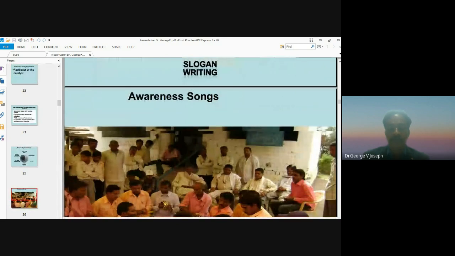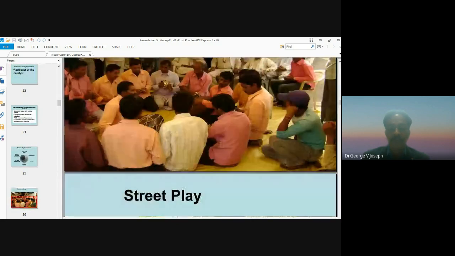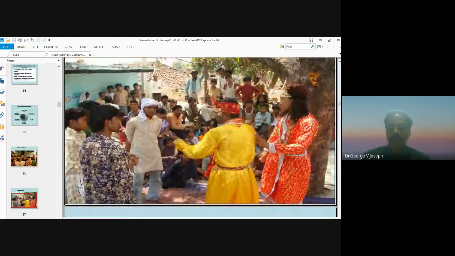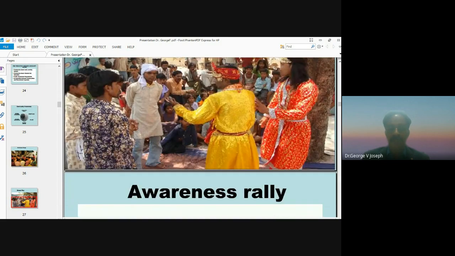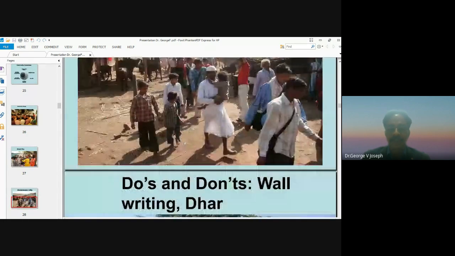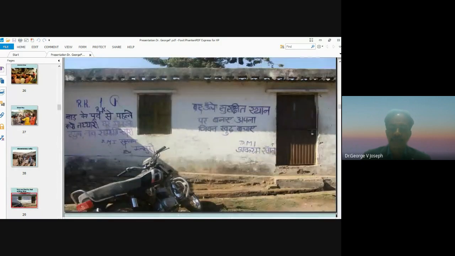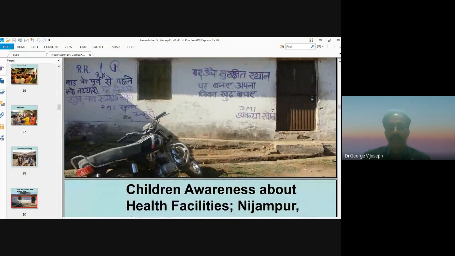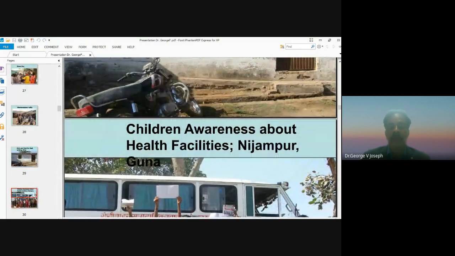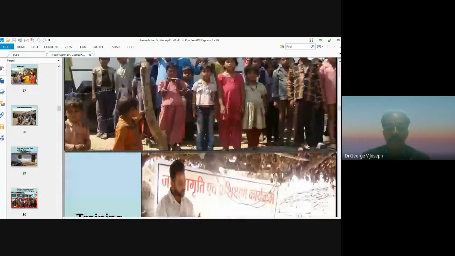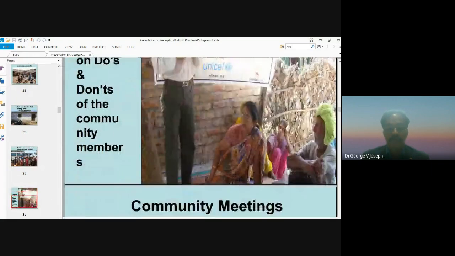Awareness songs and street plays can be an effective means of communicating the message of risk reduction, as can awareness rallies. You can also use do's and don'ts, what needs to be done and what not to be done during a disaster. This can be done through paintings and awareness programs. There can also be training programs, through which we can share a lot.